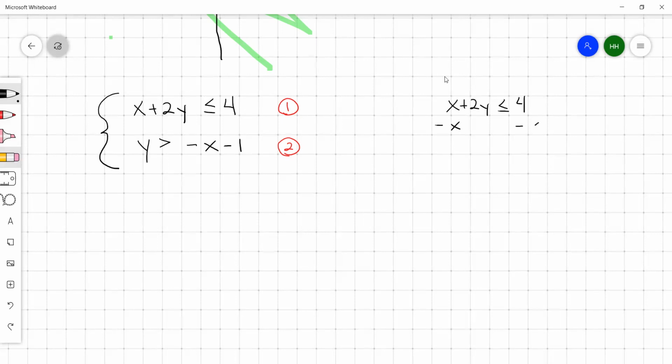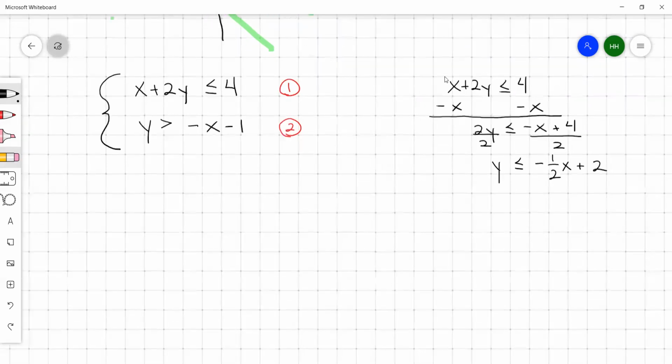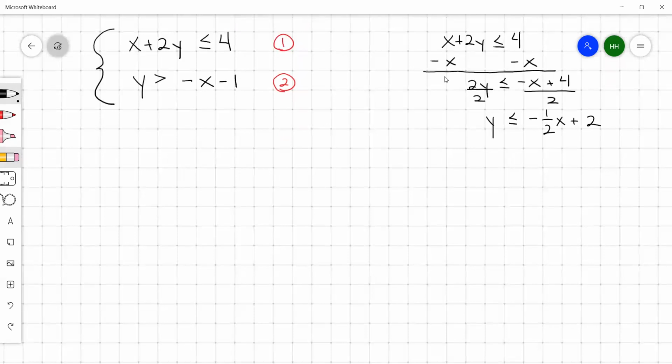Subtract x from each side. So 2y is less than or equal to negative x plus 4. And then I'm going to divide everything by 2. So y is less than or equal to negative, look, this negative x, there's a 1 in front of that x, but it doesn't get written. So this is negative 1/2 x plus 4 divided by 2 is 2. So now we've got our two inequalities.